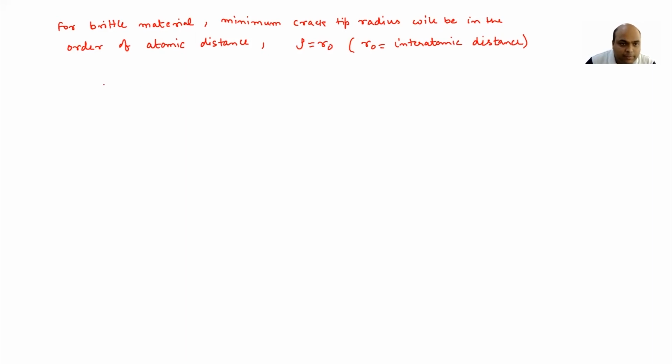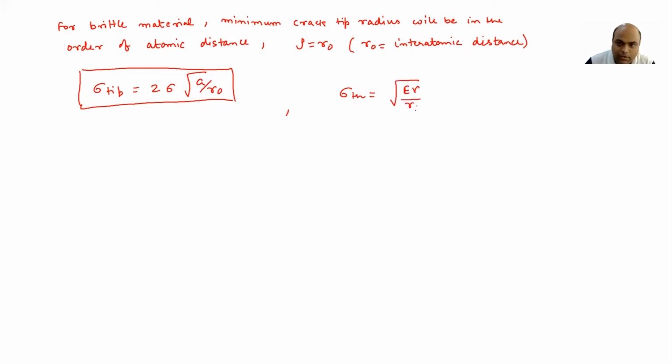We know sigma tip is 2 sigma A by rho, and rho here we are replacing by R naught. So sigma tip becomes like this, where sigma is your applied stress. We also know the theoretical strength, if you remember: E gamma by R naught, under a root. Now this material is going to fail if sigma tip becomes the theoretical strength, then that bond is going to fracture. So let's equate sigma tip to sigma TH.